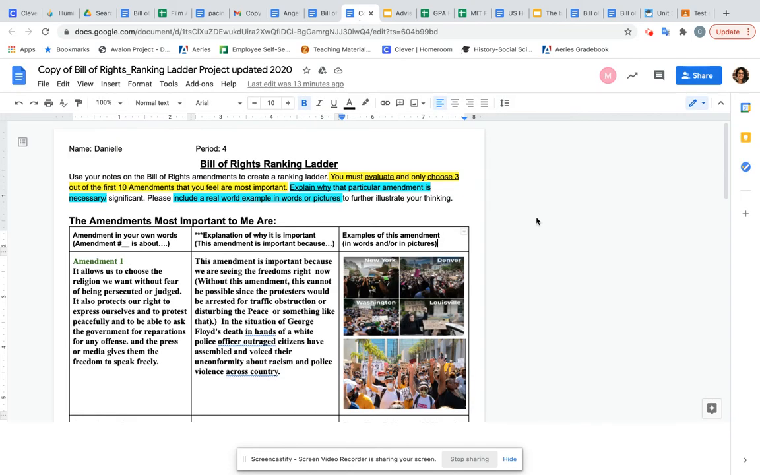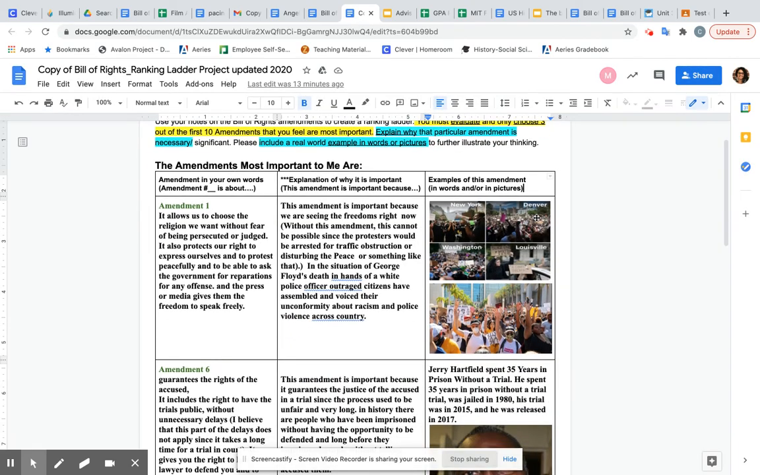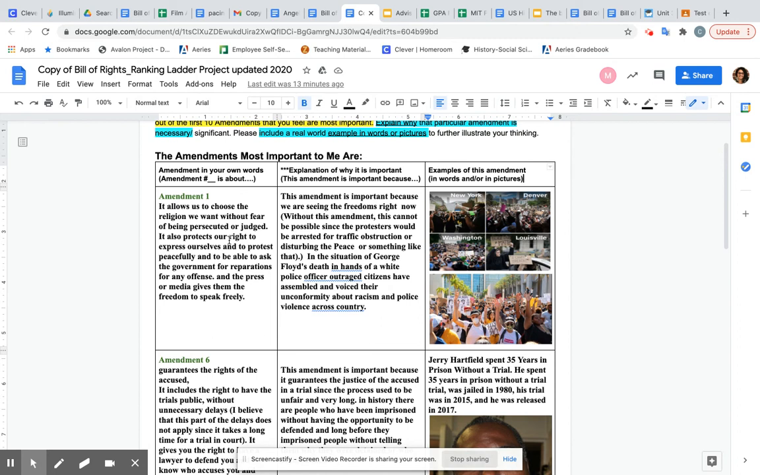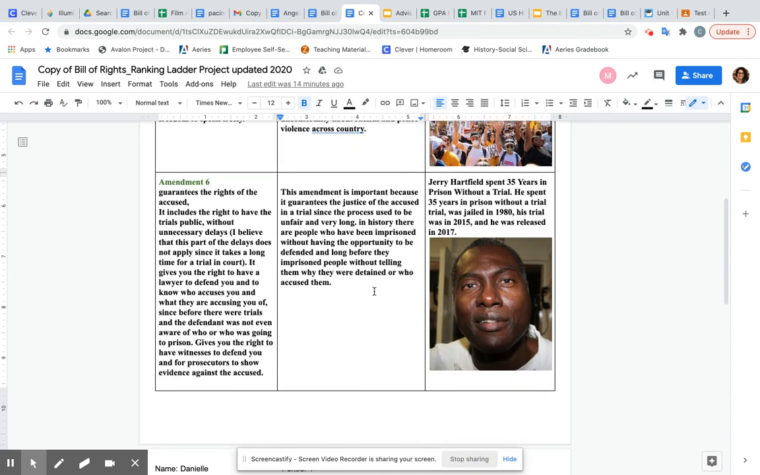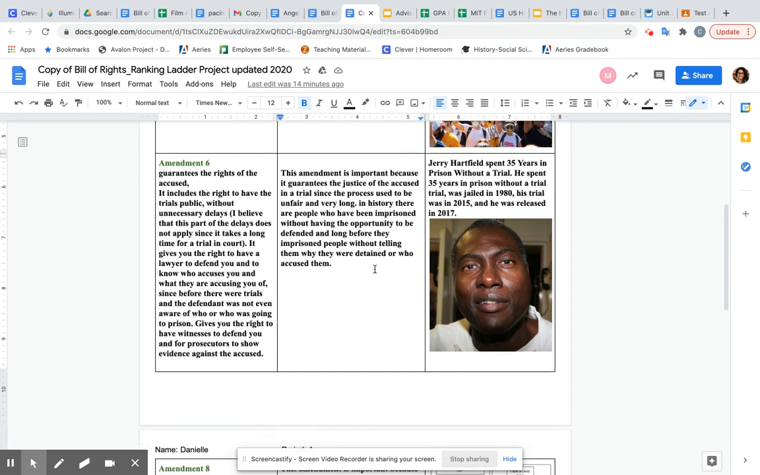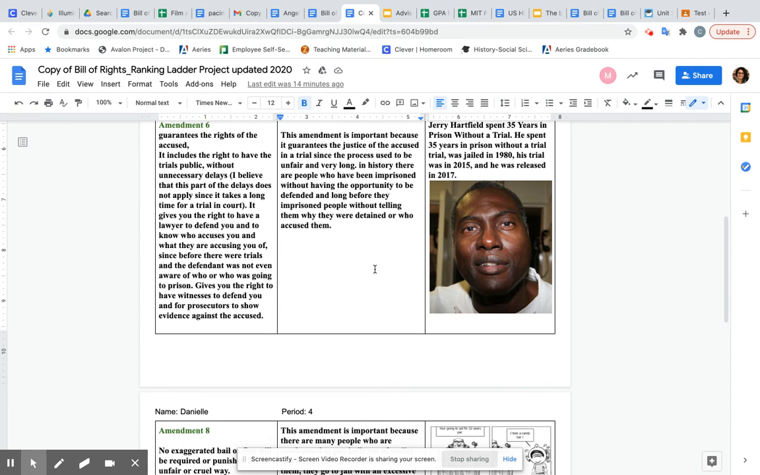Okay, and then taking a look at a student who did get a good score on the project, the student was explaining the amendment in their own words. They explained why it's important, and they gave us an actual example. There are some things that could be edited, but overall, you see how there's not a bunch underlined in blue or red. And when you click on something, by the way, it does give you suggestions. See this one? It just suggested a comma. That's not too big of a deal. And the student gave us examples in pictures and in words.